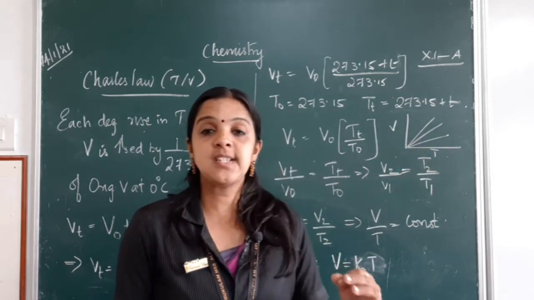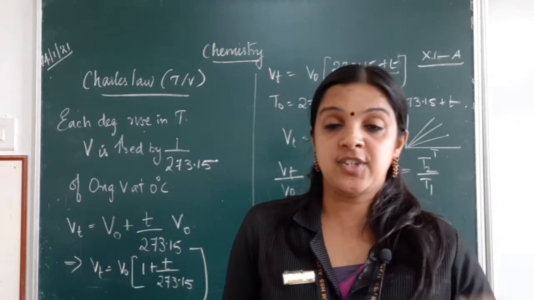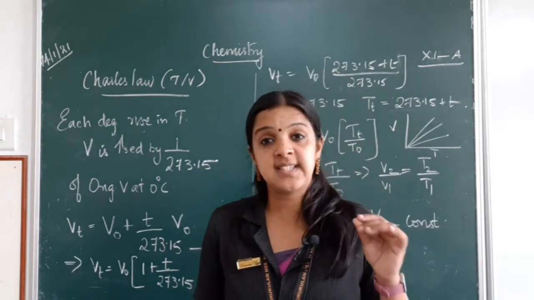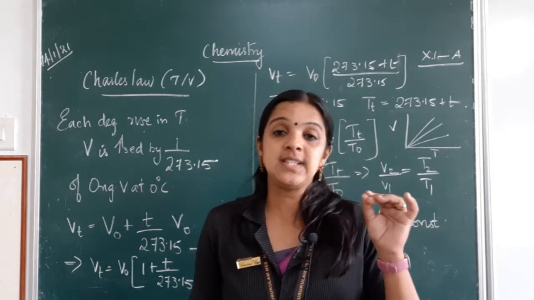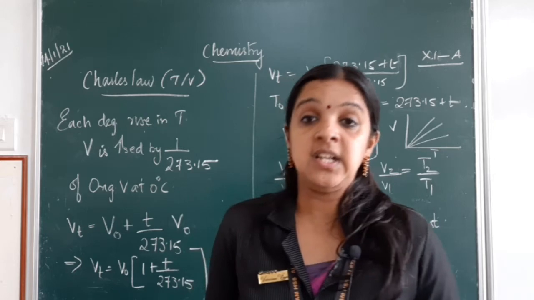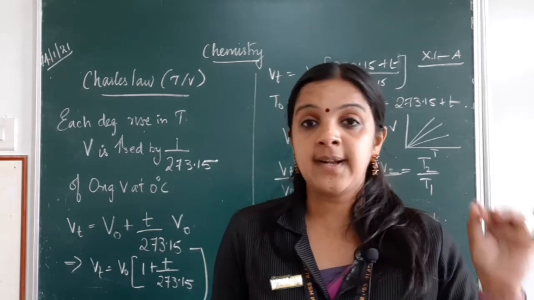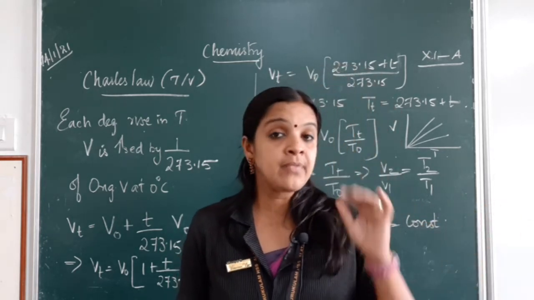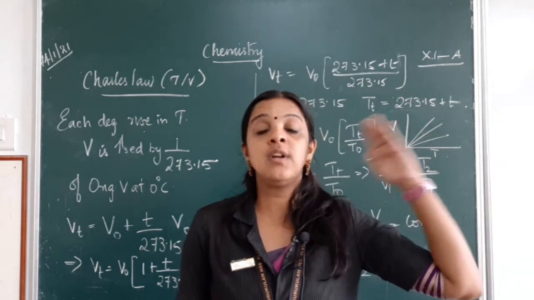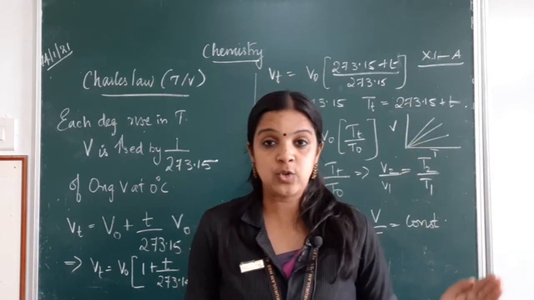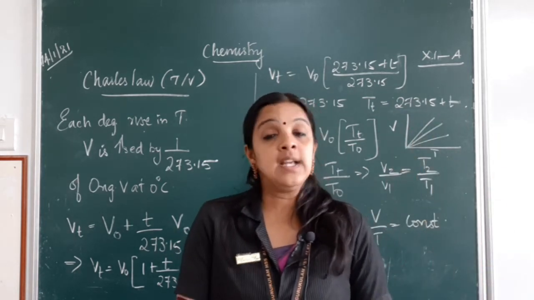So what does Charles law state? At constant pressure, the volume of a gas is directly proportional to its temperature on the Kelvin scale. This Kelvin scale is nothing but 273.15 added to the 0 degree Celsius value, whichever is given to us. So these two laws are important.